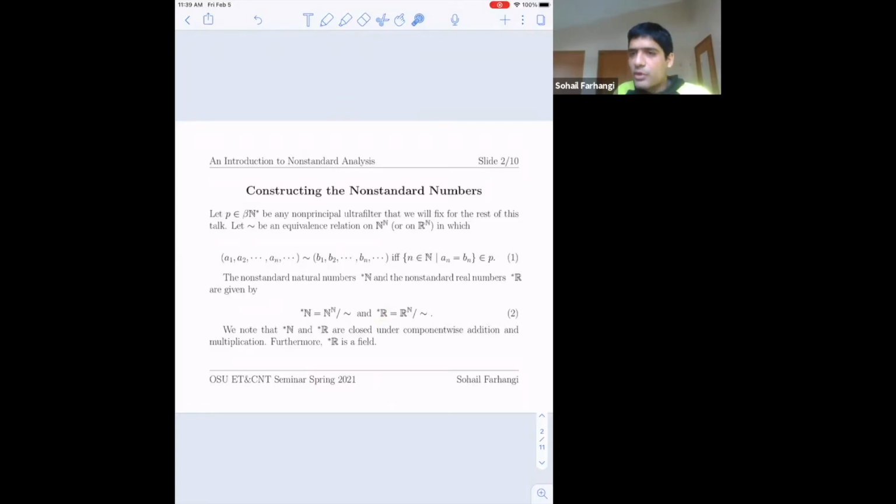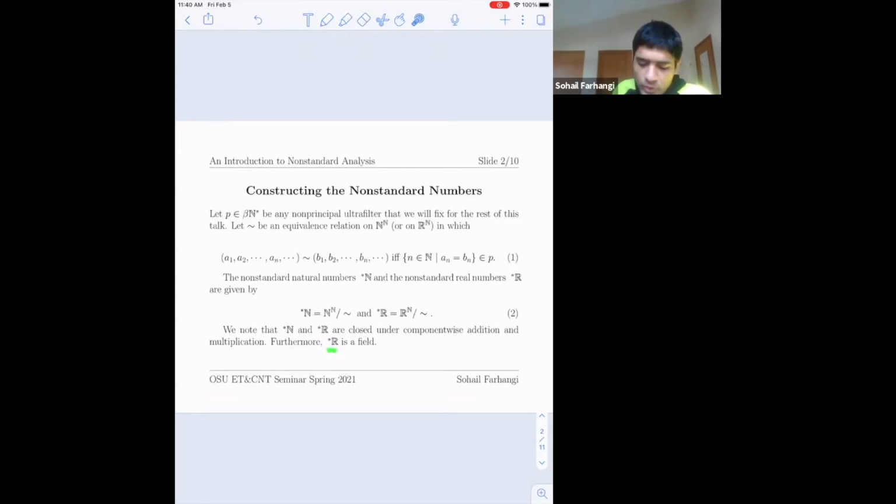And we can view, I guess this isn't really a ring, because even the natural numbers are not a ring, but the non-standard naturals and non-standard reals are closed under component-wise addition and component-wise multiplication. So they certainly resemble the original spaces from which they came. And the non-standard reals are a field.